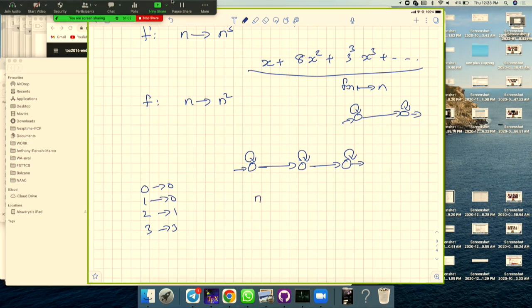What is that number? Yeah, but you tell me the final number in a closed form. No. So 4 will get mapped to. Is this correct?